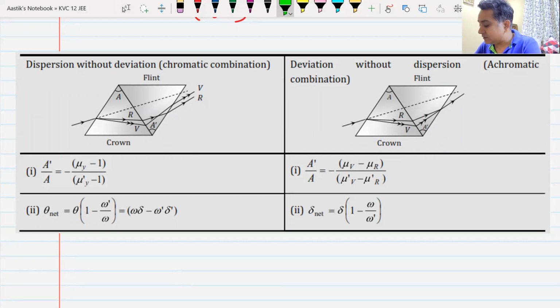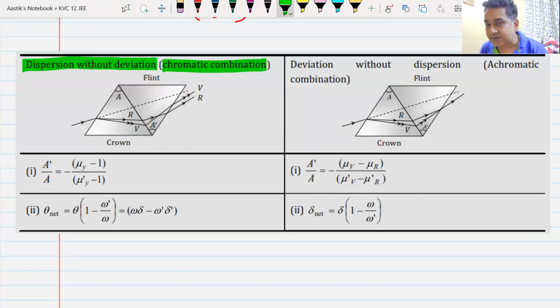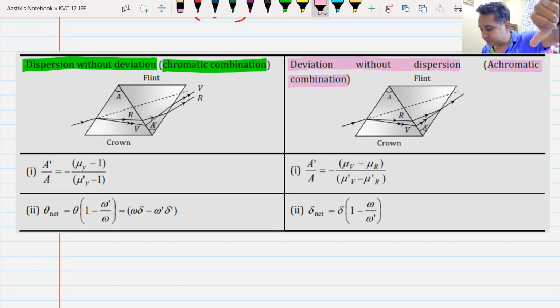The first thing is dispersion without deviation. Now remember, they will use some technical terms. The technical term used for this is chromatic combination. Chromatic means color. You have dispersion, that means you have different colors, which is why this is known as chromatic combination. The second one, deviation without dispersion, where you don't have color, is known as achromatic combination. Have you understood the terminology? Yes or no?